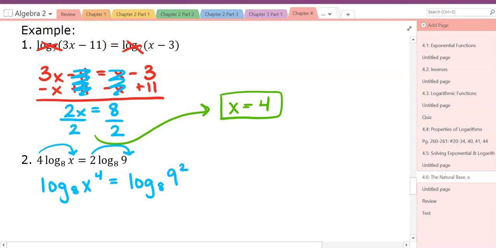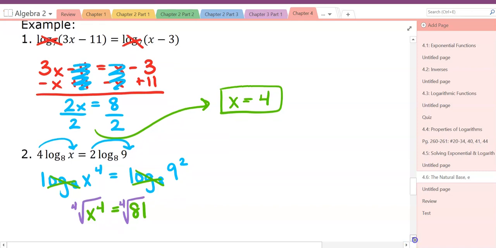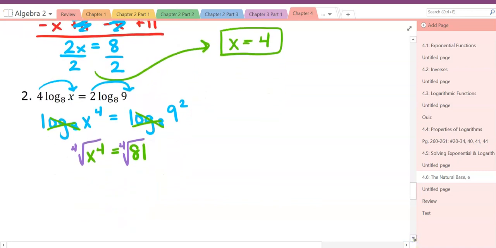Like so. Now you can go ahead and drop off log 8. And so if we simplify, we have x to the 4th equals 9 squared, which is going to be 81. And then we have this fourth root that we're doing to both sides. So we're thinking, what number raised to the 4th power equals 81? And you're going to get 3.